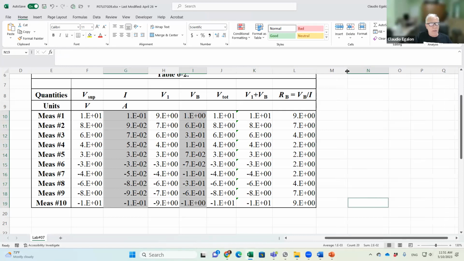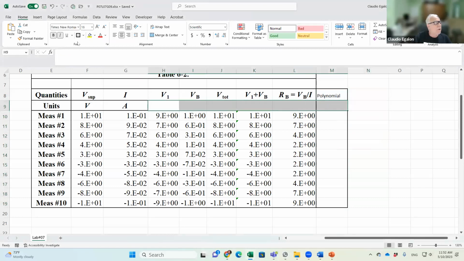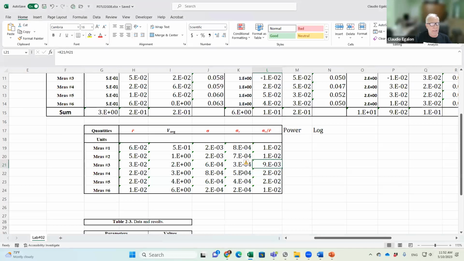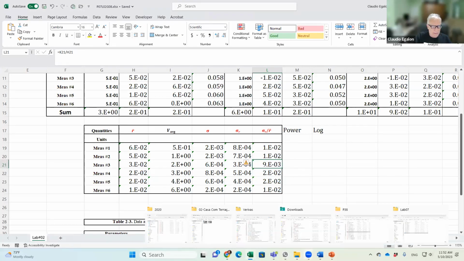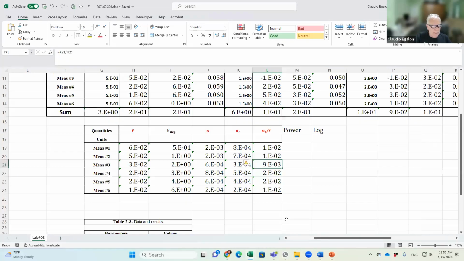Here you're going to do something similar to what I asked you to do for lab 2. You're going to write down polynomial, and you're going to create this column with the proper data. In this one, you have to worry about the units. Just like before, you're going to find out which numbers go into these cells, from M10 to M19.